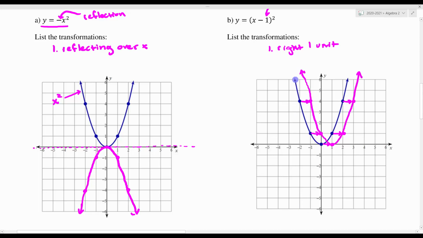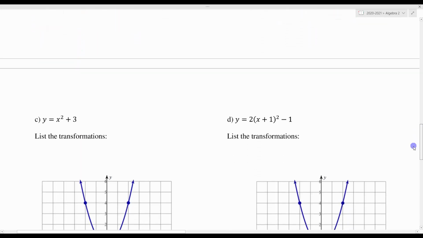All right, so you see the original blue parabola, and it has been shifted to the right 1 unit. So we have successfully graphed x minus 1 squared. All right, let's try it again. Let's do a different transformation.